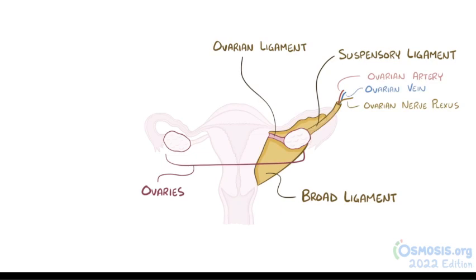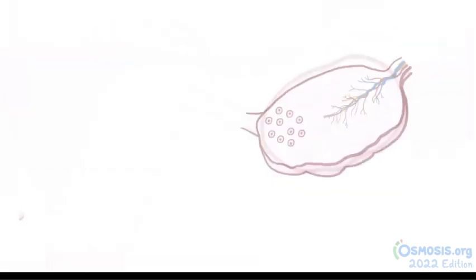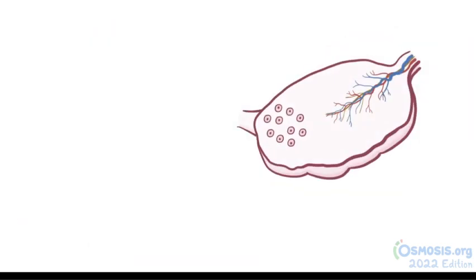to reach the ovary. If you slice the ovary open and look at it, don't try this at home, there's an outer layer called the cortex, which has ovarian follicles scattered throughout it, and an inner layer called the medulla, which contains most of the blood vessels and nerves.